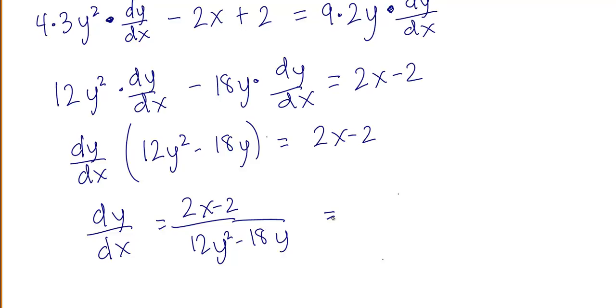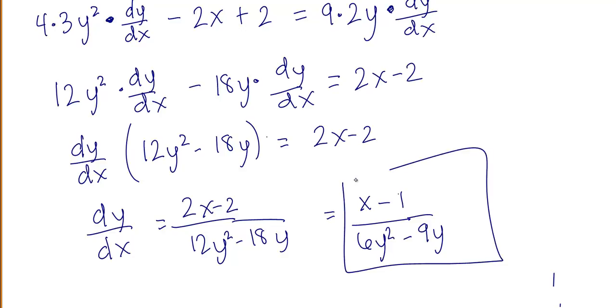And at this point, I would probably go through and just divide everything by 2 since it looks like I can. So 2x divided by 2 is x minus 1 over 6y squared minus 9y. And that's okay because I divided everything by 2. And this is my final answer.